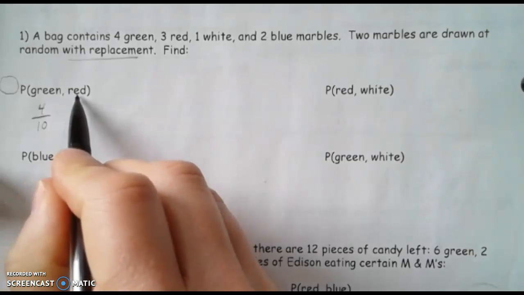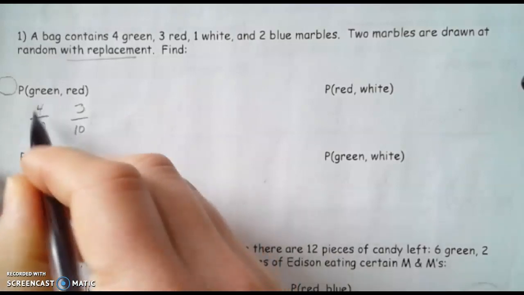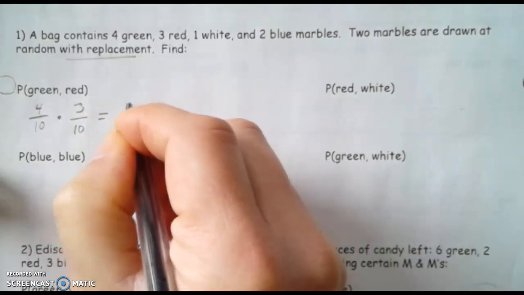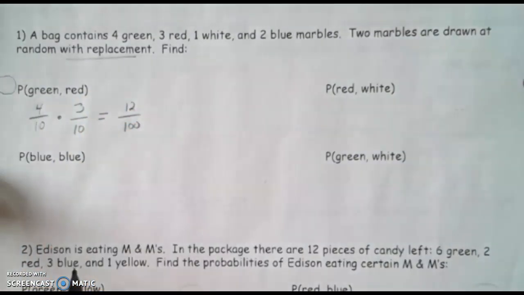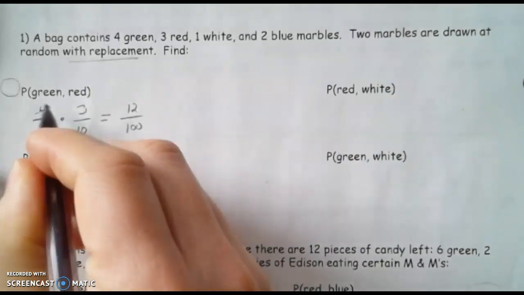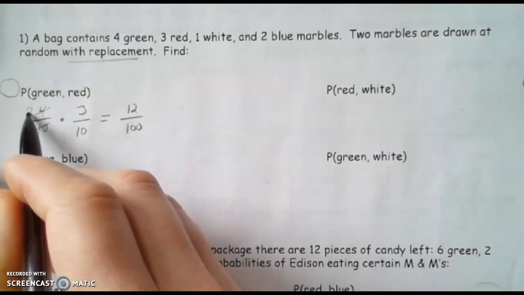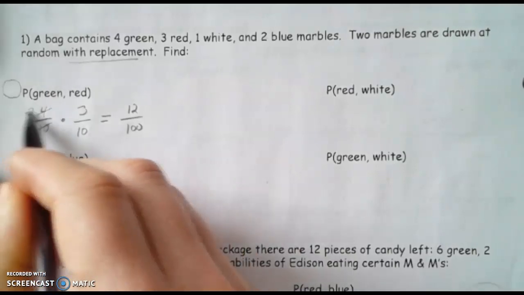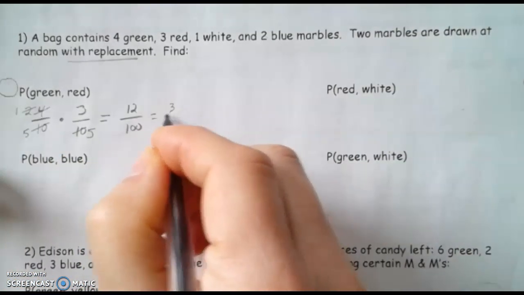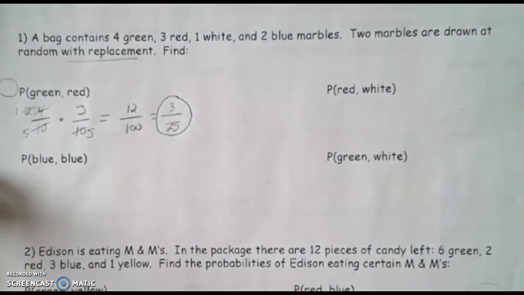So now I want to get a red marble the second time. So there are 3 red out of the 10 that are still in the bag. Again, we put that first marble back. And now we can multiply, and we would get 12 out of 100. If we wanted to simplify this, 4 and 10 have a common factor of 2. So that could be 2/5. And then this 2 and this 10 have a common factor of 2. So that would become a 1, and that would become a 5. And so now 1 times 3 equals 3. 5 times 5 is 25, and that's our compound probability in simplest form.